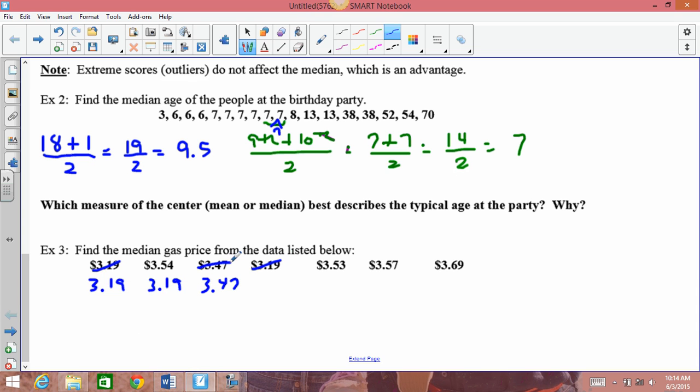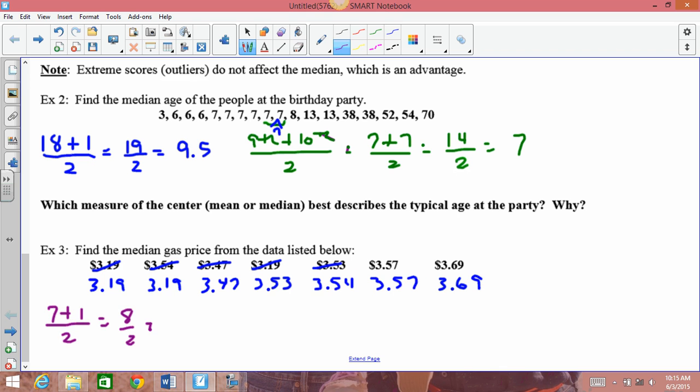That one, 353. 354, 357, and then 369. Okay, now from here, I'll use my formula again. Number of data points, 1, 2, 3, 7 data points, so I do 7, always add 1 and divide by 2. Of course, that's 8 over 2, which is 4.